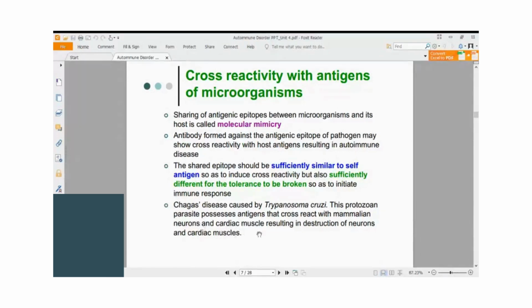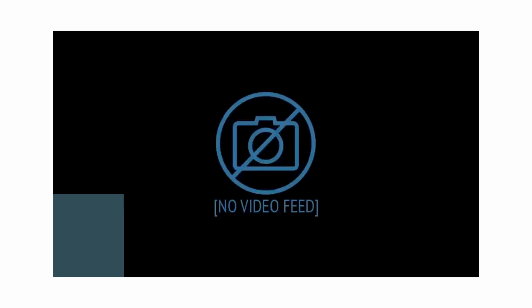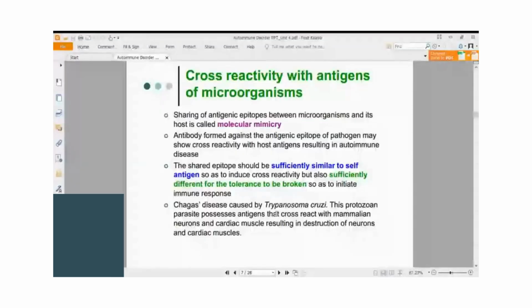Then you know what happens. It causes neural degeneration. The pathogen has caused infection, and because of the infection, an immune response is built against it. At the same time, that shared antigen has broken the tolerance to the self antigens. With the result, the person will suffer from destruction of his own organ. So we'll stop here. Thank you very much.